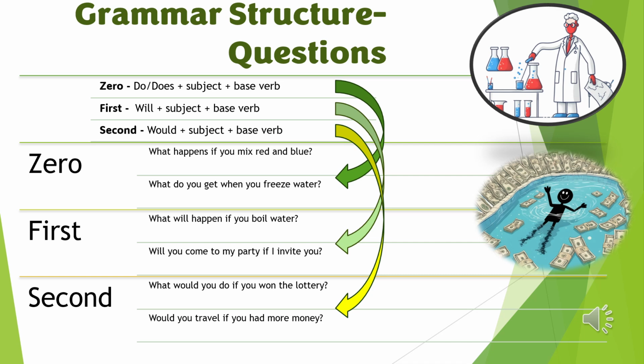Here are some examples. What happens if you mix red and blue? What do you get when you freeze water? What will happen if you boil water? Will you come to my party if I invite you? What would you do if you won the lottery? Would you travel if you had more money?